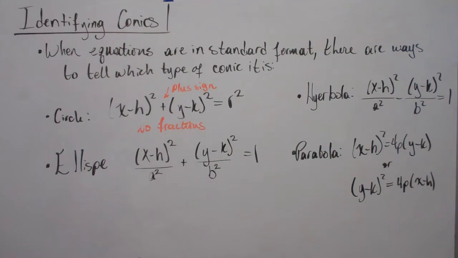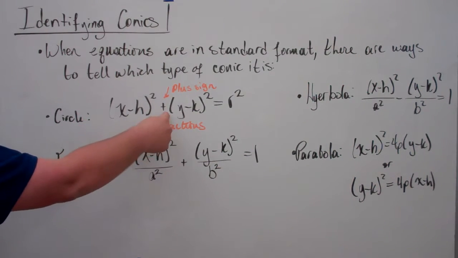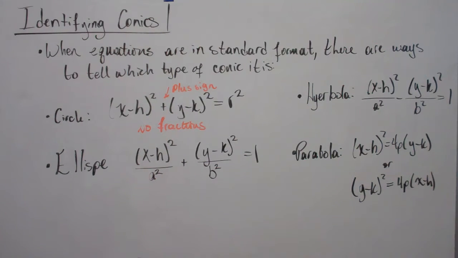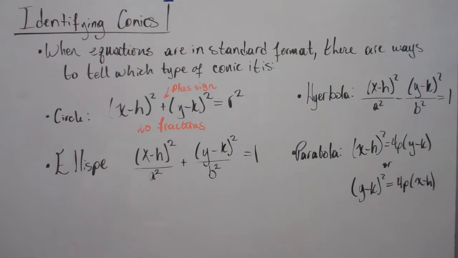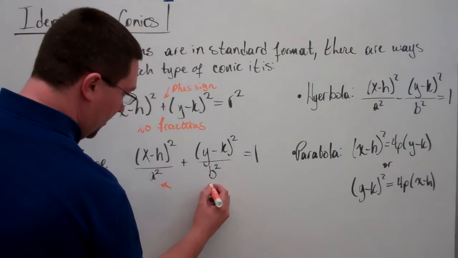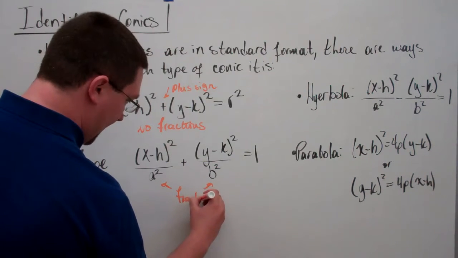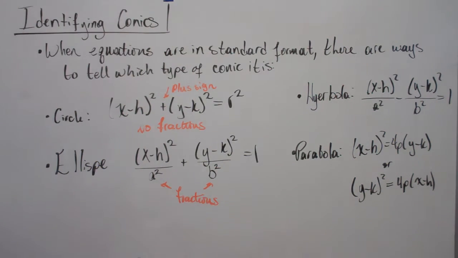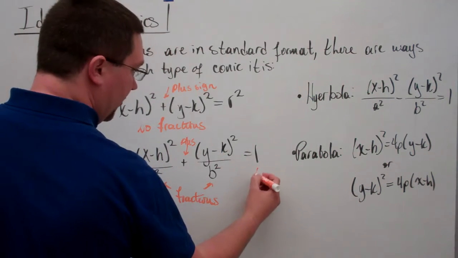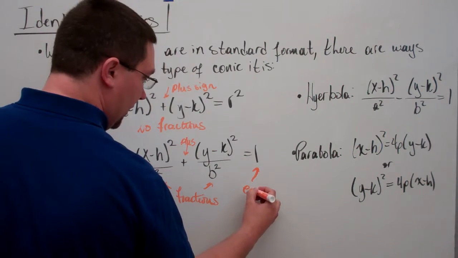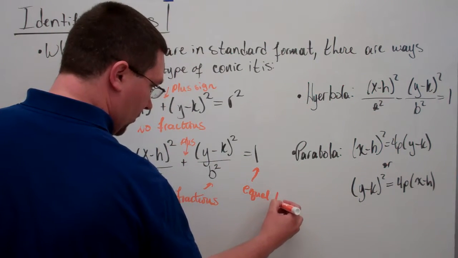When you're looking at an equation and trying to figure out which conic it is, if you have no fractions and they're added together, you know that's going to be a circle. Also, this equals your radius squared. Now with an ellipse, you do have fractions. This is also plus. And remember, an ellipse will always equal 1.